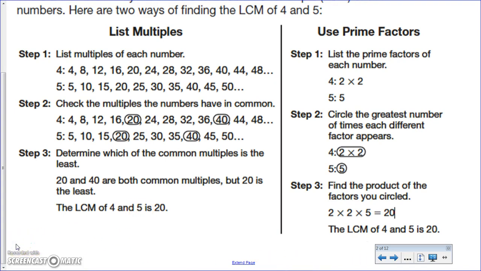The other way to find the least common multiple is to use prime factors. So for step 1, you list the prime factors of each number. So 4 is 2 times 2, and 5 is just 5, because it is prime. Step 2, circle the number of times each different factor appears. So there are two 2's and a 5. So 2 times 2 times 5 is 20, because you multiply together the numbers you circle, and you get the least common multiple. You can do it either method, whichever way makes the most sense to you. In the video, I'm going to demonstrate using the method on the left, but you're welcome to use the method on the right as well.